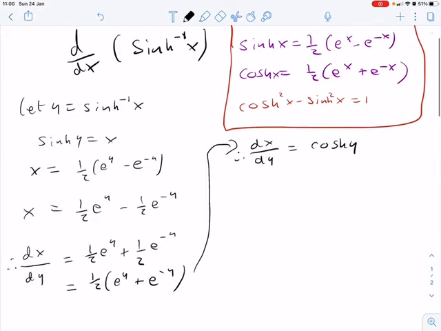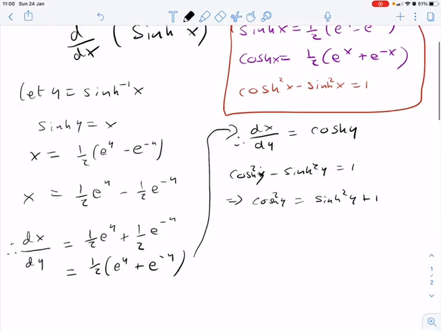And that's it. So now we're going to use this identity here, and we're going to rearrange and make cosh y the subject. Okay, so cosh squared y minus sinh squared y is equal to 1. Therefore, cosh squared y is equal to sinh squared y plus 1. And then cosh y is going to be equal to the square root of this. Now, don't worry, you're going to very soon see why I'm doing this.